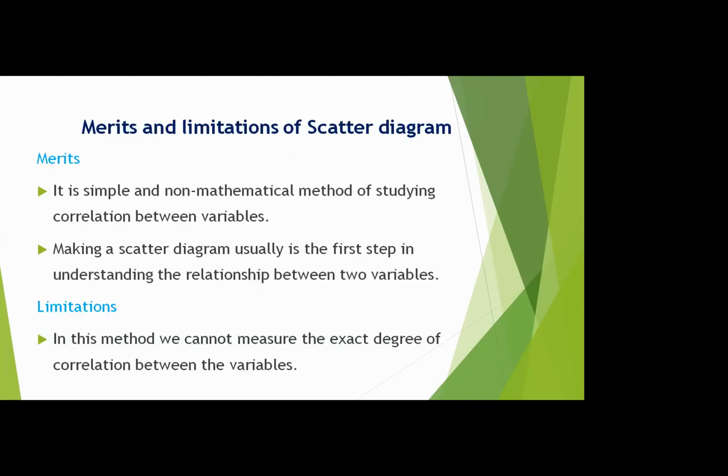And what are the merits and limitations of a scatter diagram? It's a simple and non-mathematical method. We don't need to use any mathematical formulas. It is very simple to do and simple to understand, a simple method of studying the correlation between two variables. Making a scatter diagram is usually the first step in understanding the relationship between two variables. If we want to know whether any relationship exists between two variables, by plotting a scatter diagram we can see whether any trend exists between them. So it's a good method.